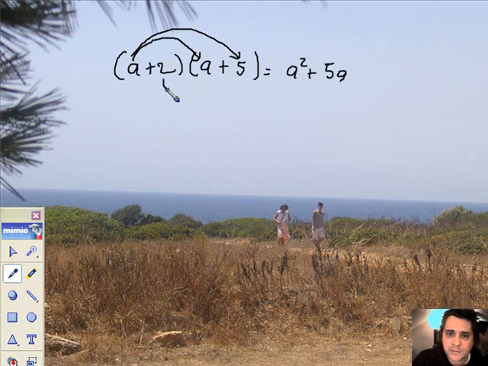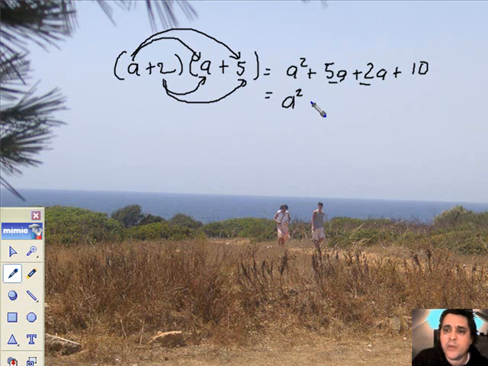And now I do the same with the 2. 2 lots of A, that's an extra 2A's. And 2 lots of 5, well 2 5s are 10, and it's positive. Now watch this next step. A squared is a term on its own. I've got 5A and 2A. That makes 7A's altogether, and 10 is again an independent term, and I can't simplify that any further. Alright, so that's 2 brackets multiplied together.